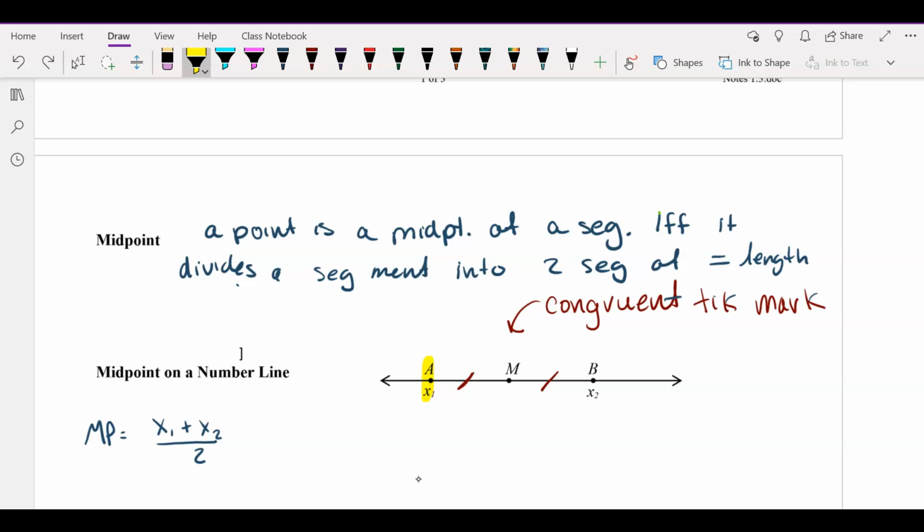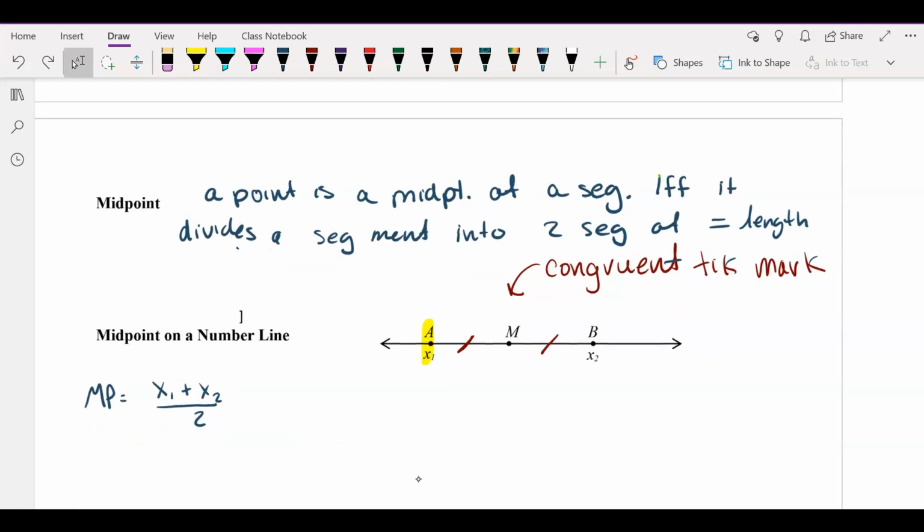Notice the tick marks here. The tick marks, again, are showing that they are congruent. So the pictures are the same of them. The size, we don't know the size, but in this case, we just know that the picture. So then the midpoint on a number line.